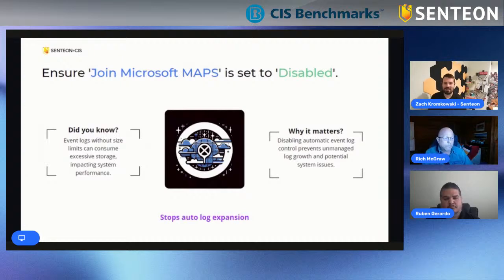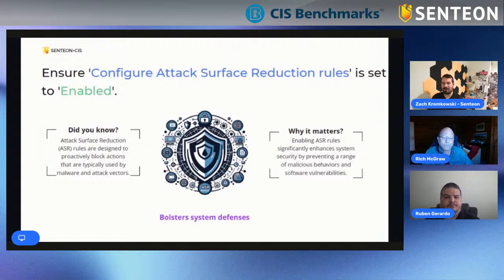All right, let's go into this next setting here. I hear about this constantly in my meetings. Configure attack surface reduction rules is set to enabled. So these ASR rules, Ruben, could you introduce what these are and why CIS says to have them in place?